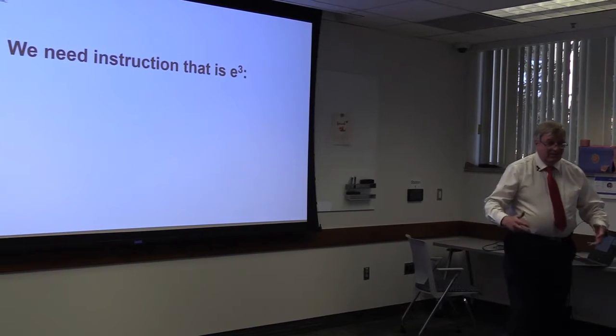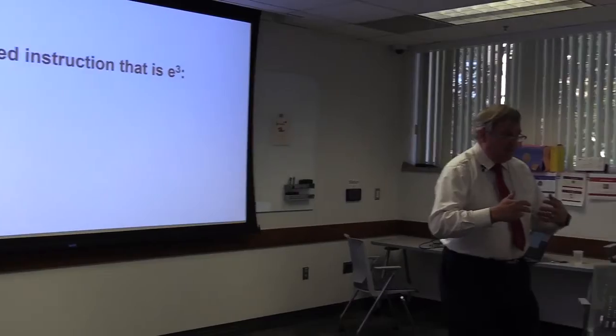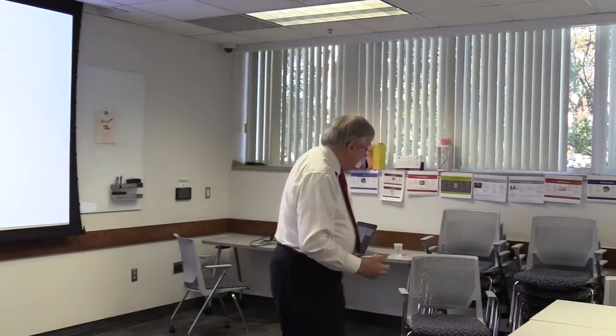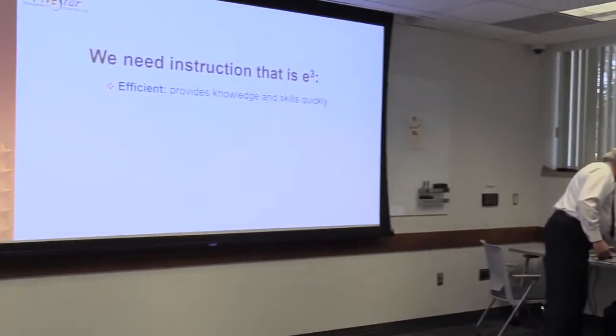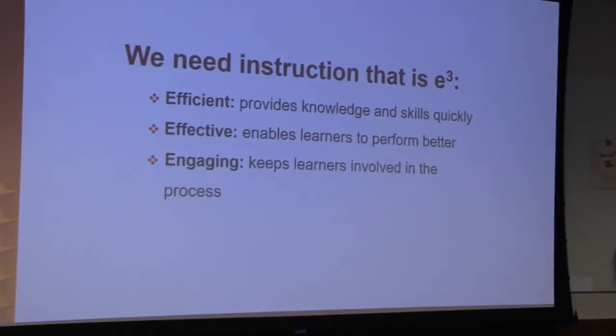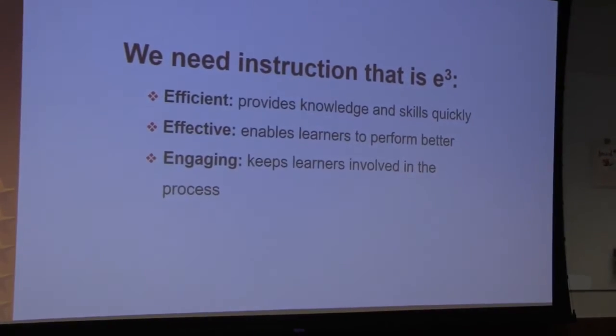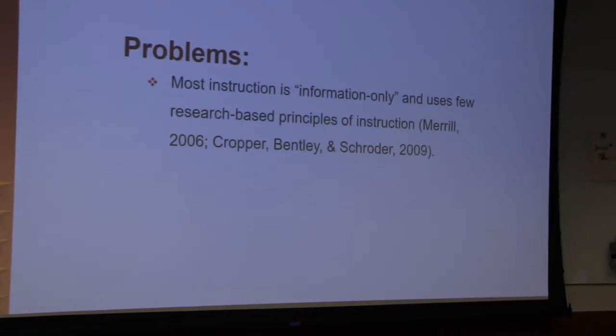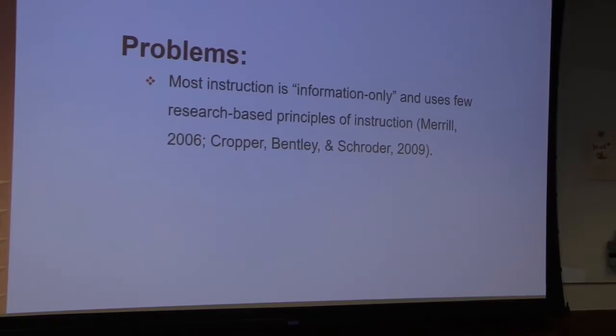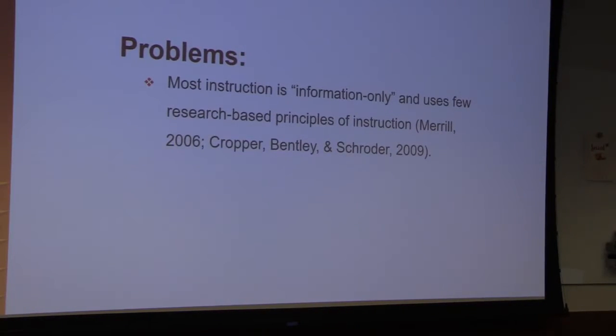Merrill used to call his rubric the five-star rubric, and then he later moved that on to E3, E cubed. Basically what he was saying is instruction should be efficient, effective, and engaging. He said the problem is most instruction is still information only. And Merrill says information by itself has no value, and I'm not sure I totally agree with that. But obviously, if we know how to apply the information, that's more important.